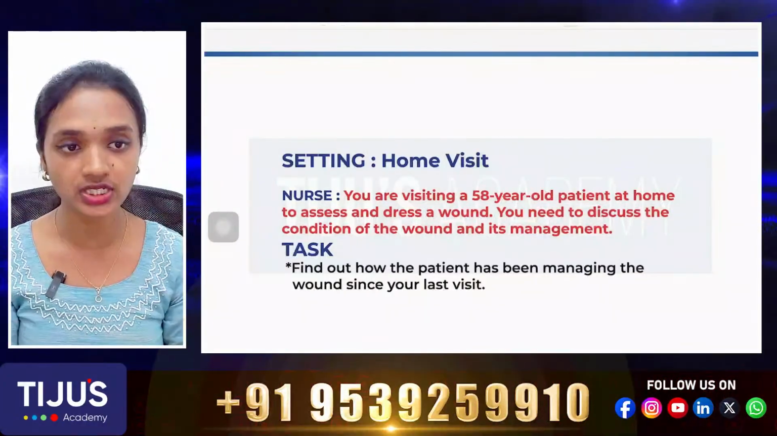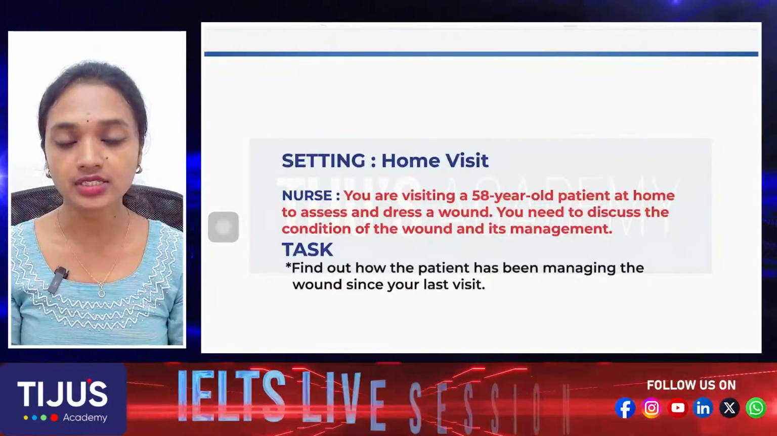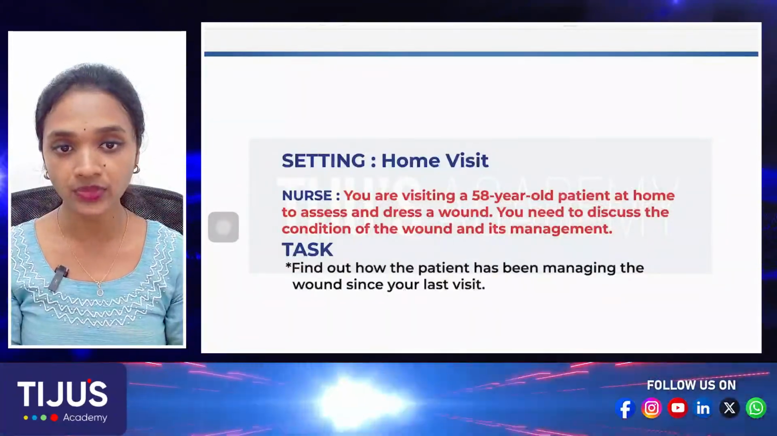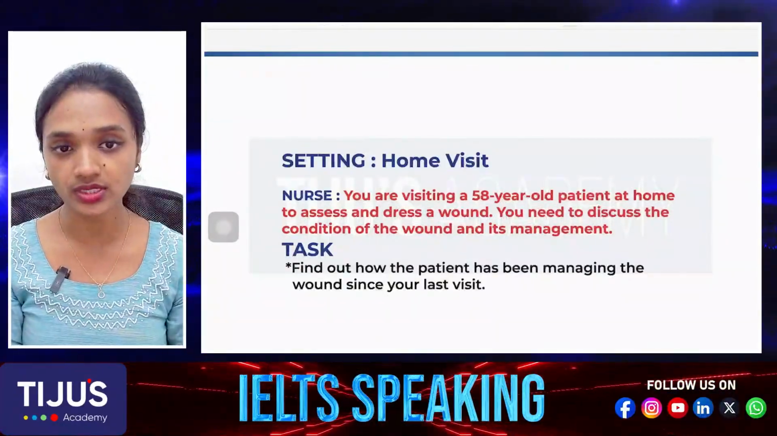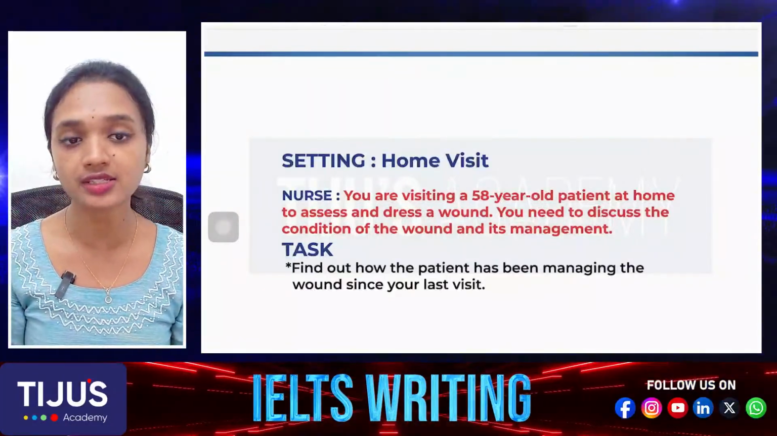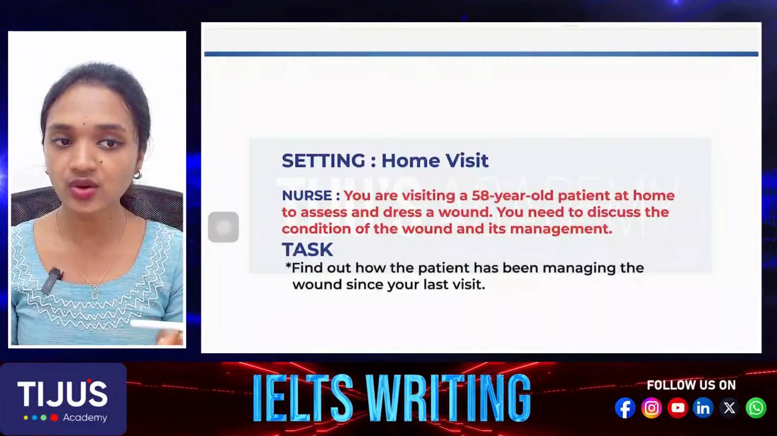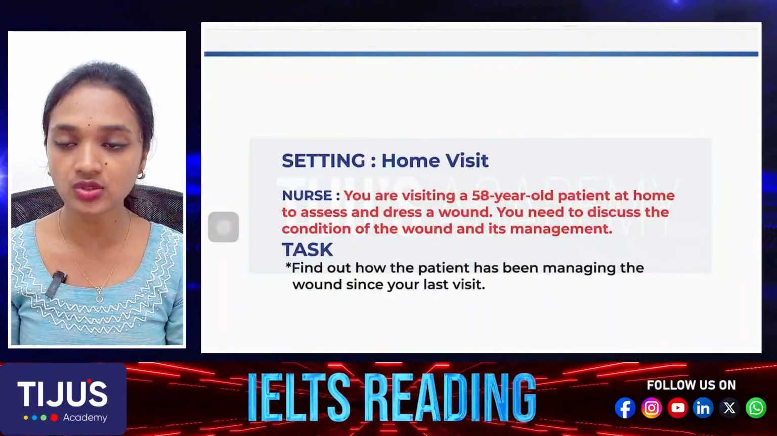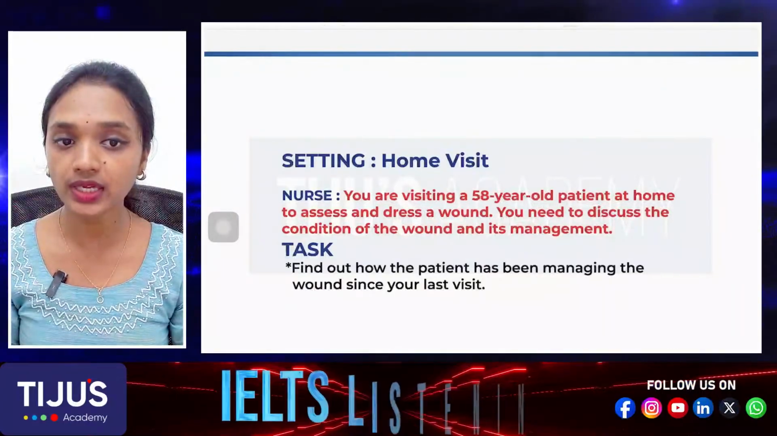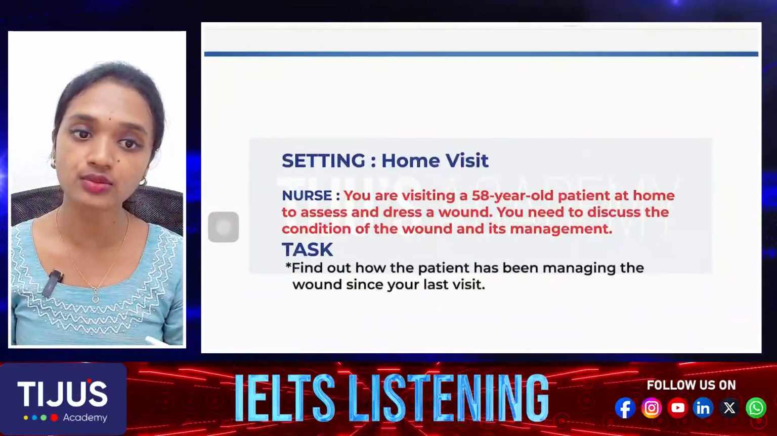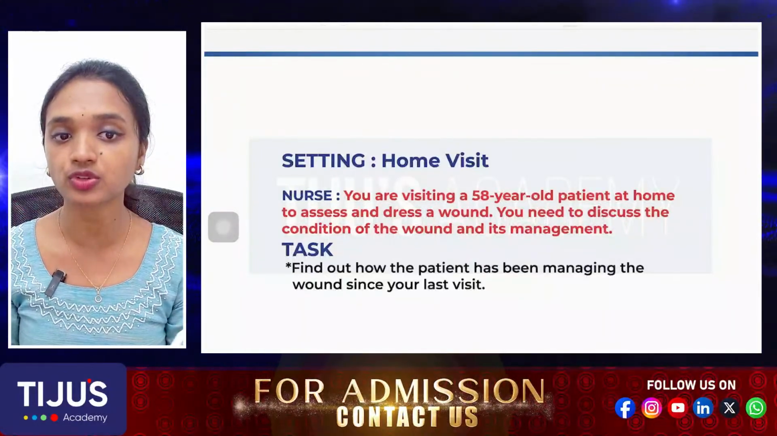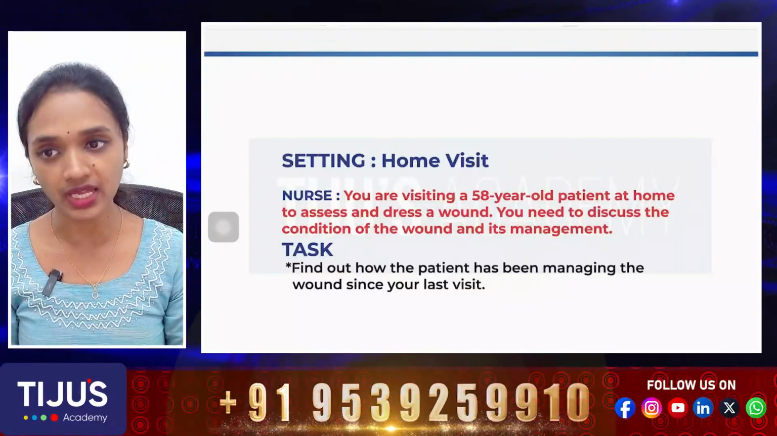What is given in the background information? So a nurse, you are visiting a 58-year-old patient at home to assess and address a wound and dress a wound, and you need to discuss the condition of the wound and its management. Okay, so it's a home visit. We are paying a visit to a 50-year-old patient. And why are we here? To assess the wound and to do the dressing of the wound, and then we need to give information about the condition of the wound and then its management.